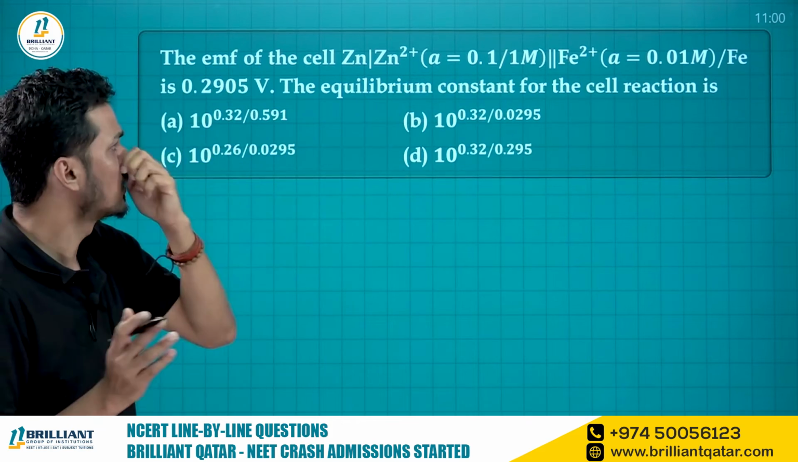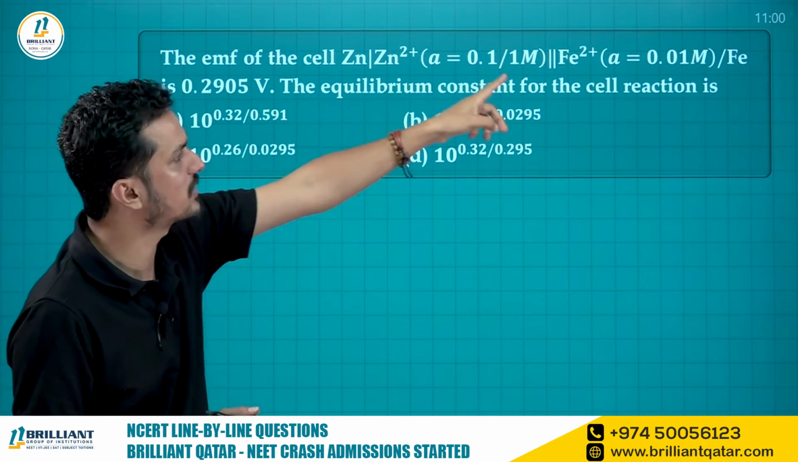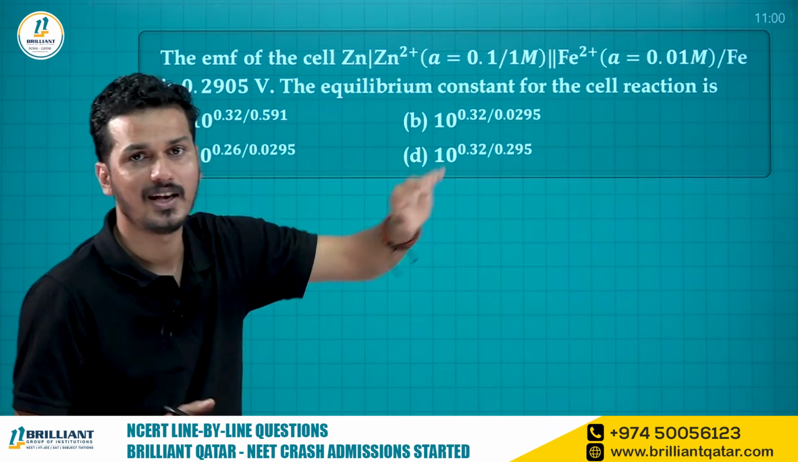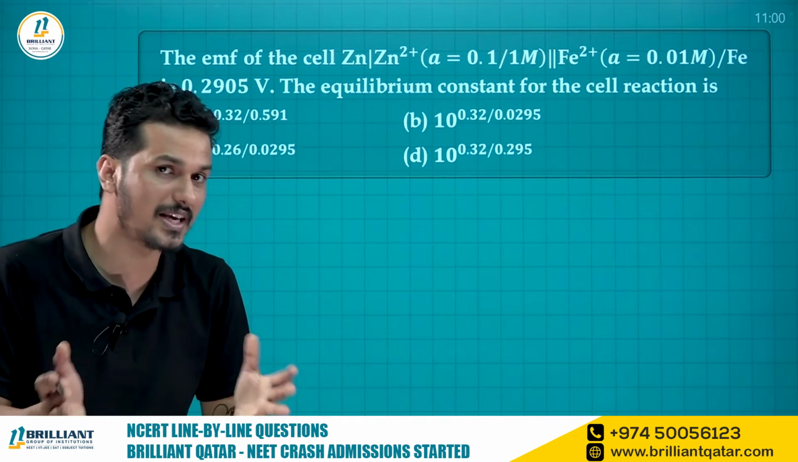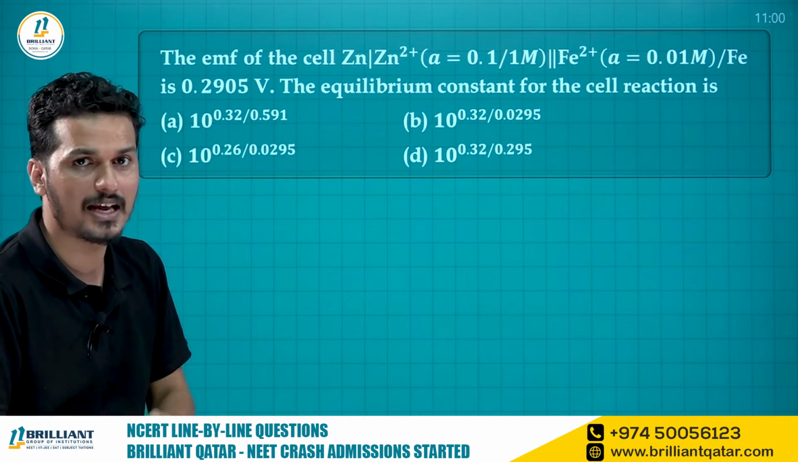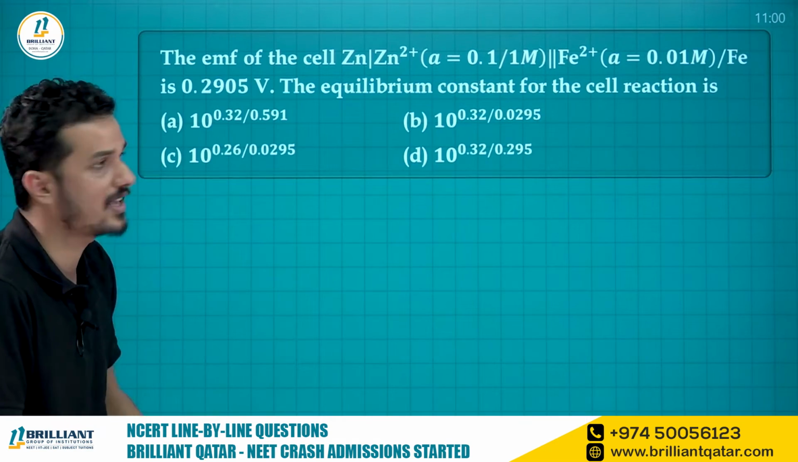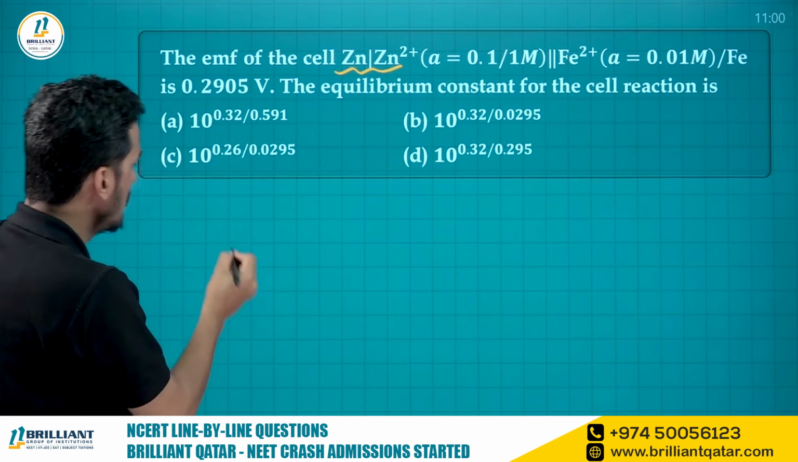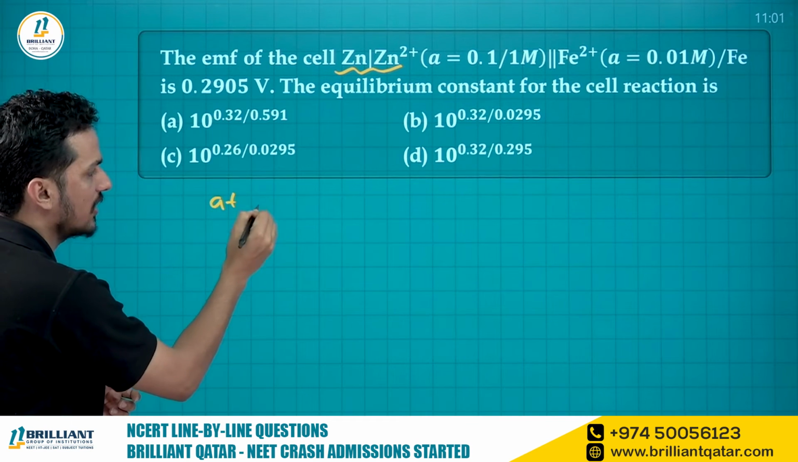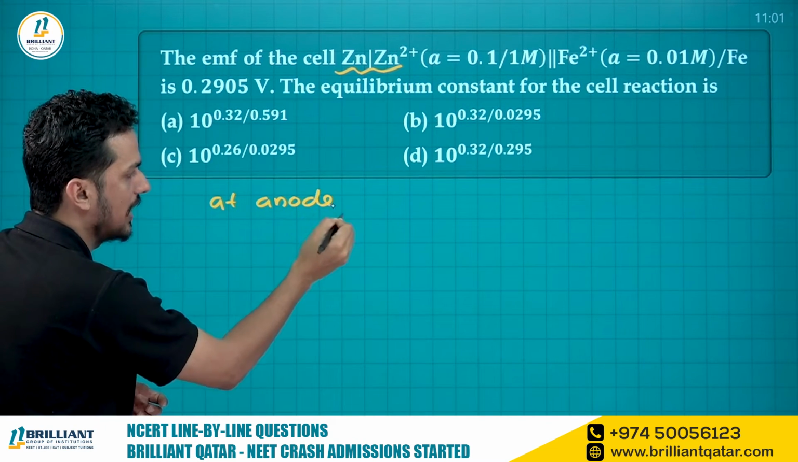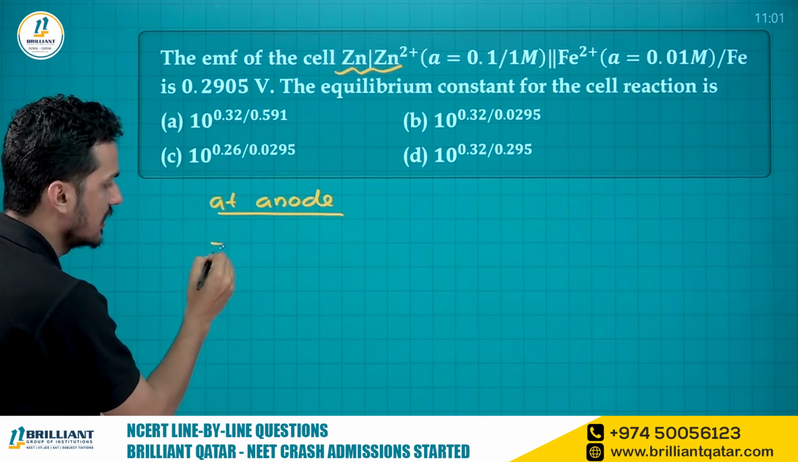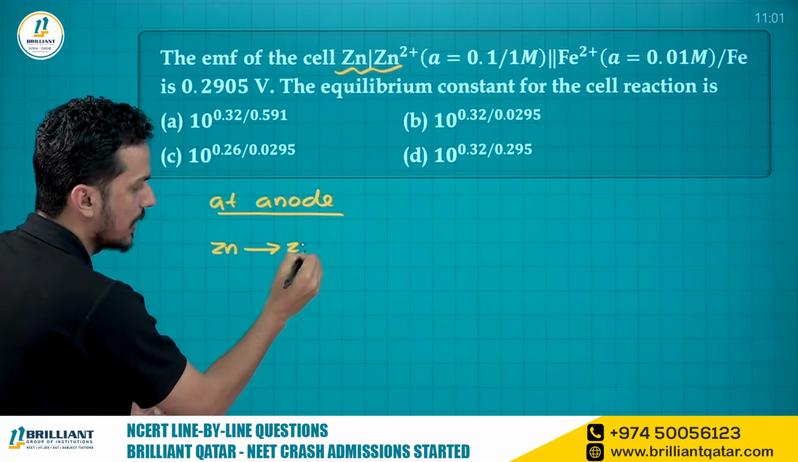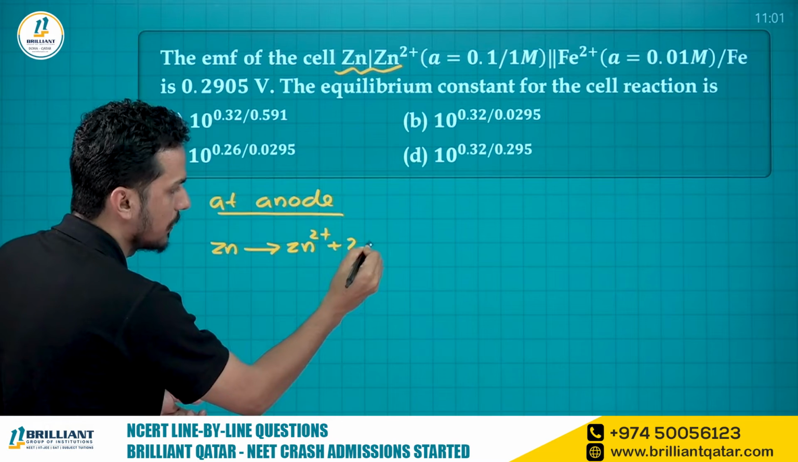That's the question. So here you know this Zn | Zn2+ || Fe2+ | Fe is actually a cell. In that cell, we can write the cell reaction. How can we write the cell reaction from there? Here this is the anode portion. At the anode, what will happen? Zinc becomes Zn2+ plus 2 electrons.